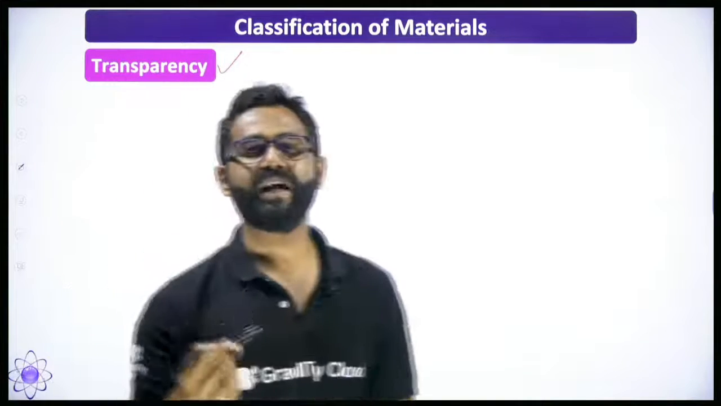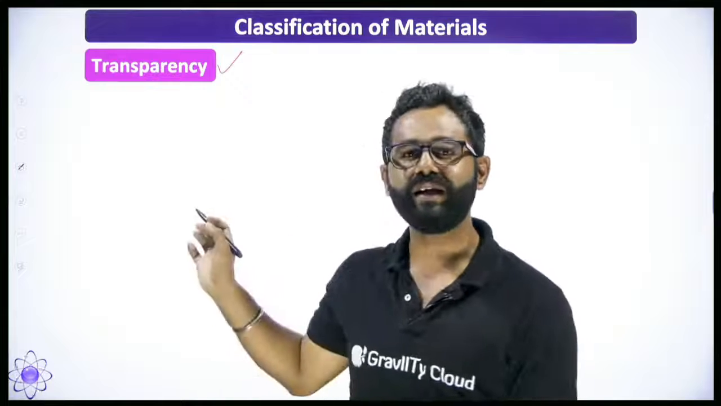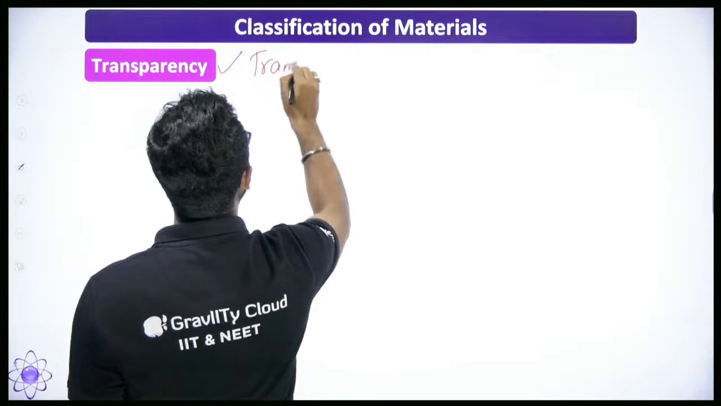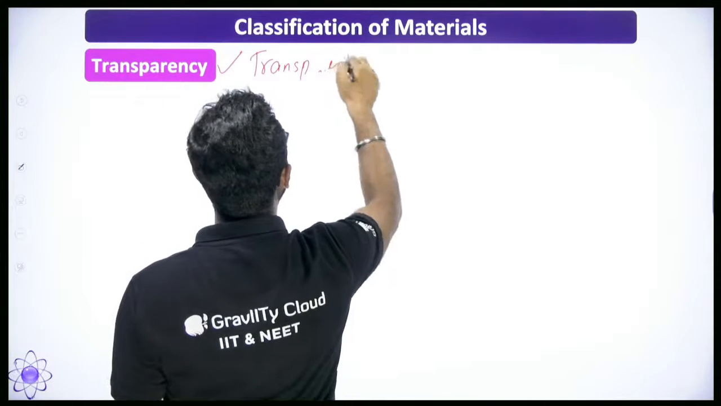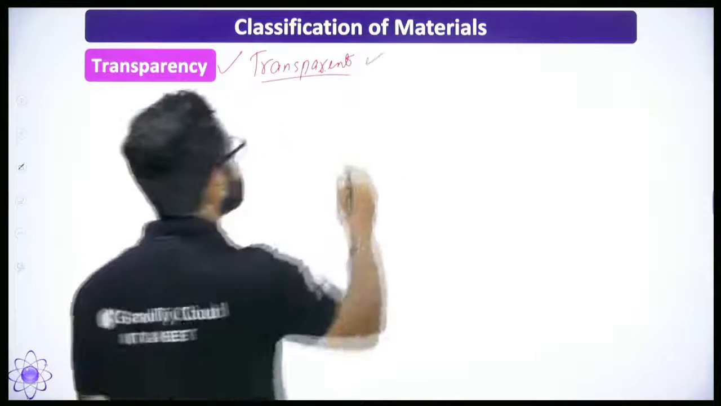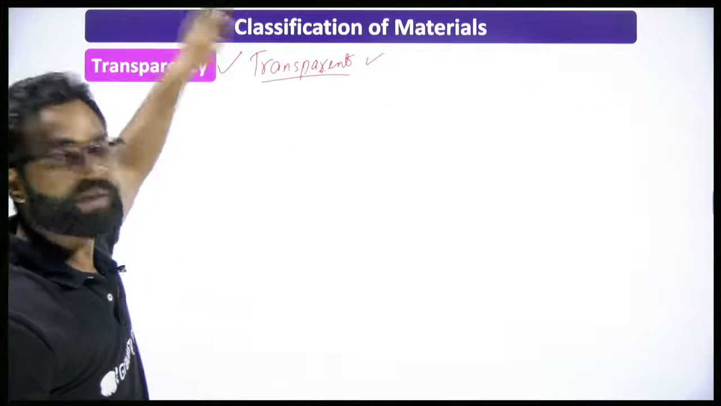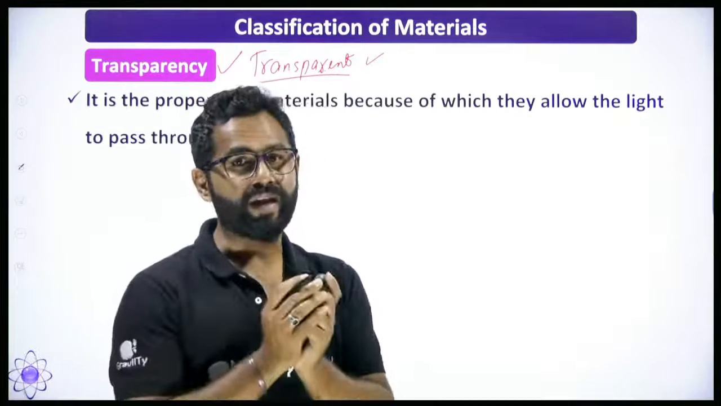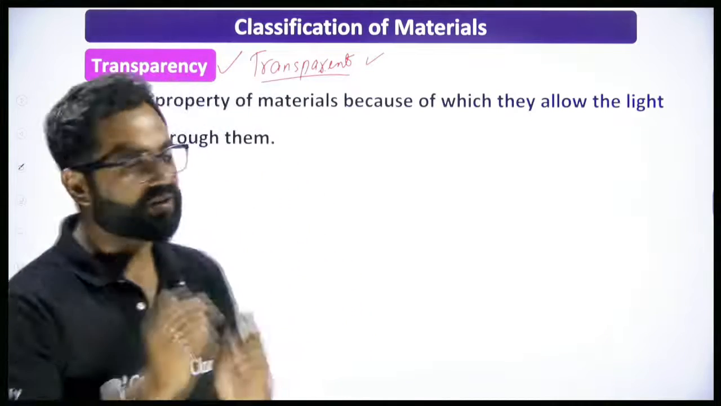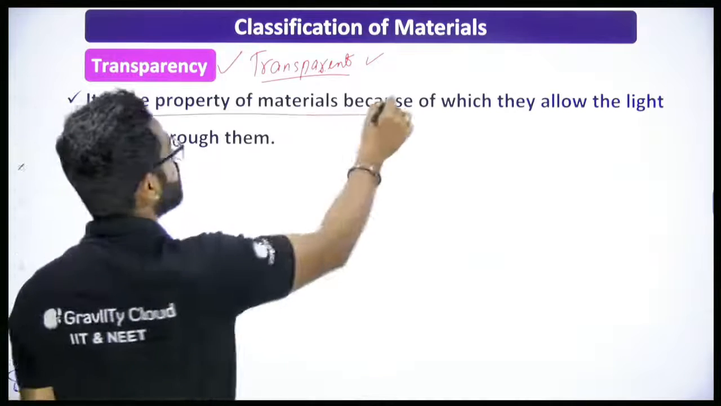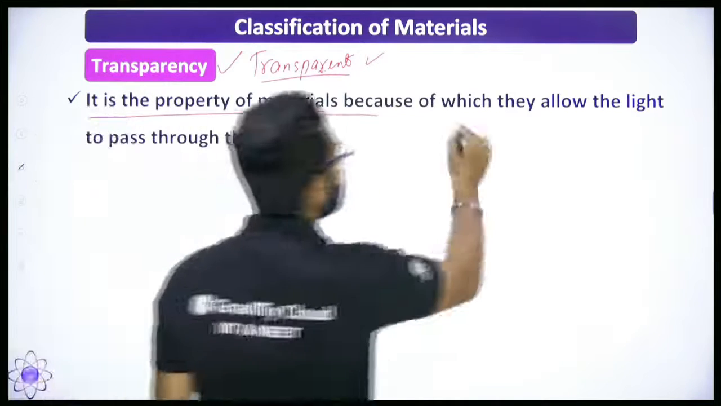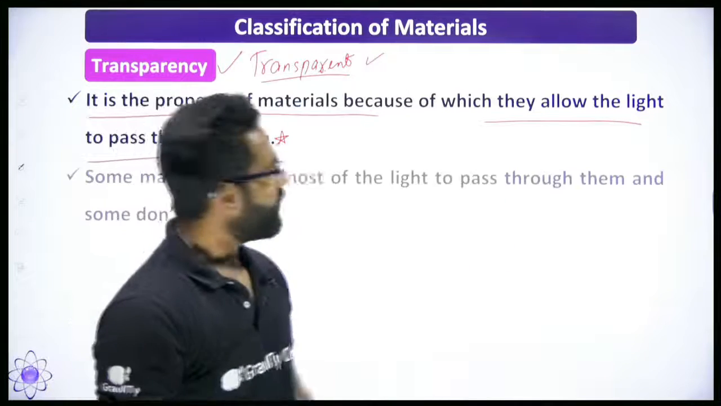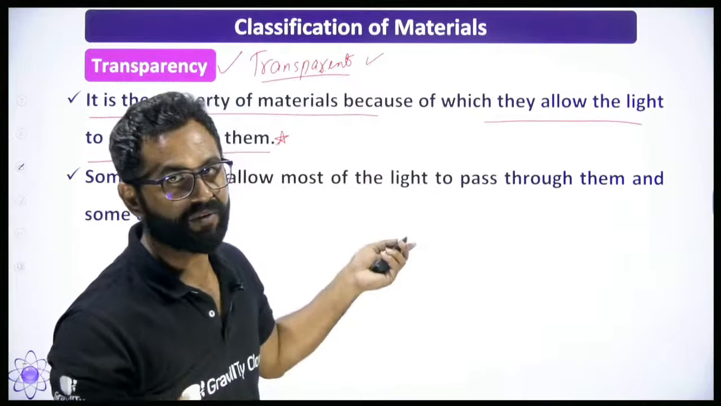Now when I say transparency, that means what? Now this word, it resembles with the word transparent. So transparency is actually the property of the materials according to which they allow the light to pass through it. So some materials are transparent. It is the property of the materials according to which they allow the light to pass through them. Simple. Right.